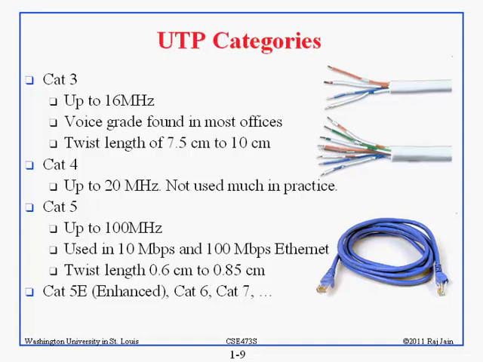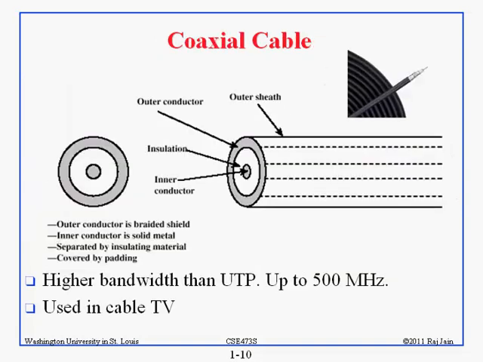Okay, any other question? All right. So CAT 6 is the one which is used today, and CAT 3 is your phone wire, and the CAT 5, 6, 7 are all the Ethernet wires. Other wires that are used for communications are coaxial cable.